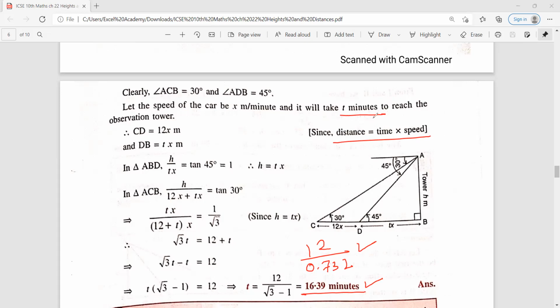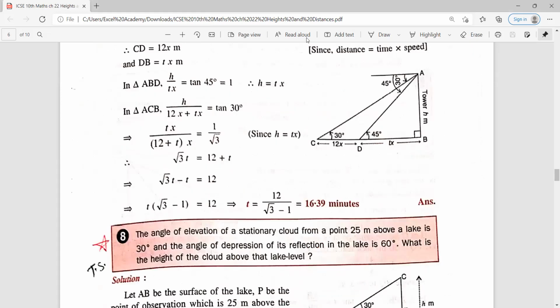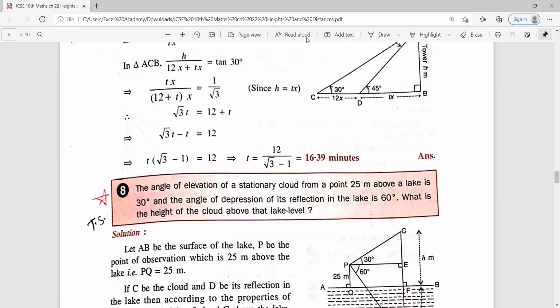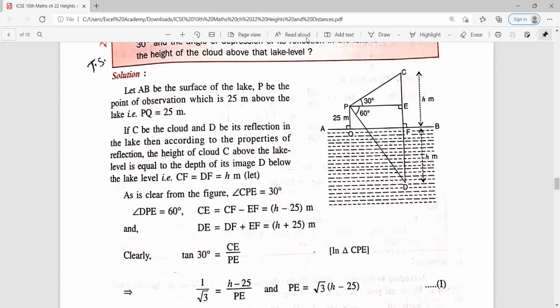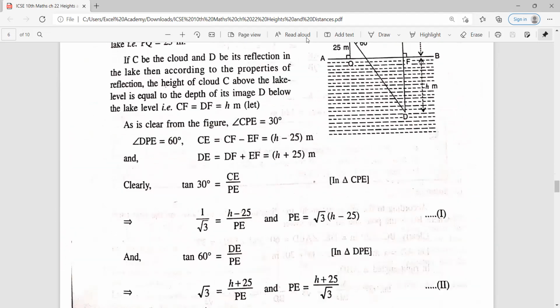0.732. It won't come up, then positive. No, negative won't come. How? 3 minus 1, oh, √3 is 1.732. Sir, if we rationalize there... You can do rationalization if you want. You can do rationalization, no problem. Again, I'm telling you, it's up to you.